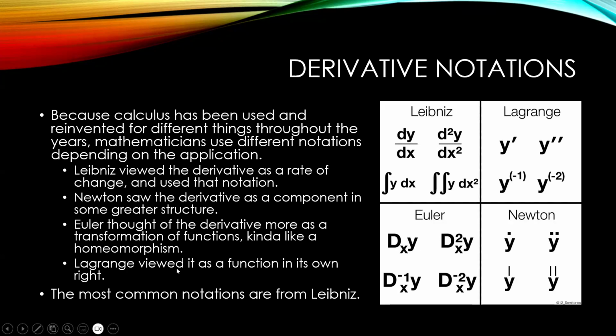And then Lagrange, well, Lagrange just said, hey, it's a function. Our derivative, it's some new function. And so he just used a prime, an apostrophe to represent the derivative. And that's probably the most common one, is using a little prime symbol to represent the derivative. I said the most common notations are from Leibniz. I like Lagrange better.